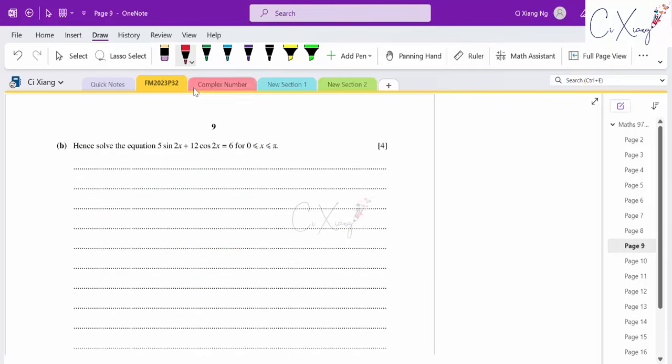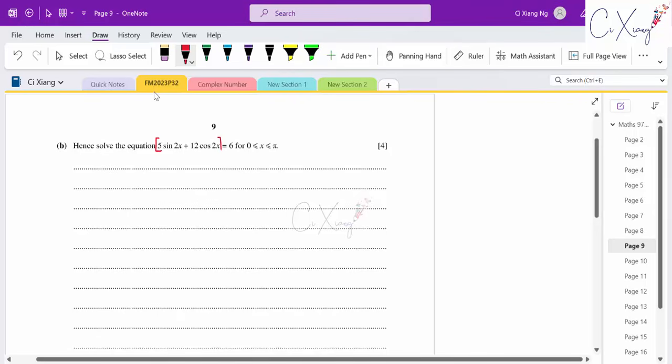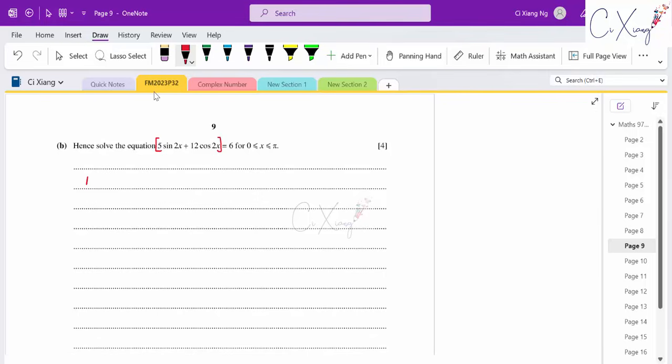Okay, so if I rewrite our equation here, I will replace this part using the result that I showed in part A, where I will get 13 cos of 2x minus 0.395, and it equals 6. Alright, then for the domain that the question wants us to find, the x is between 0 and pi.